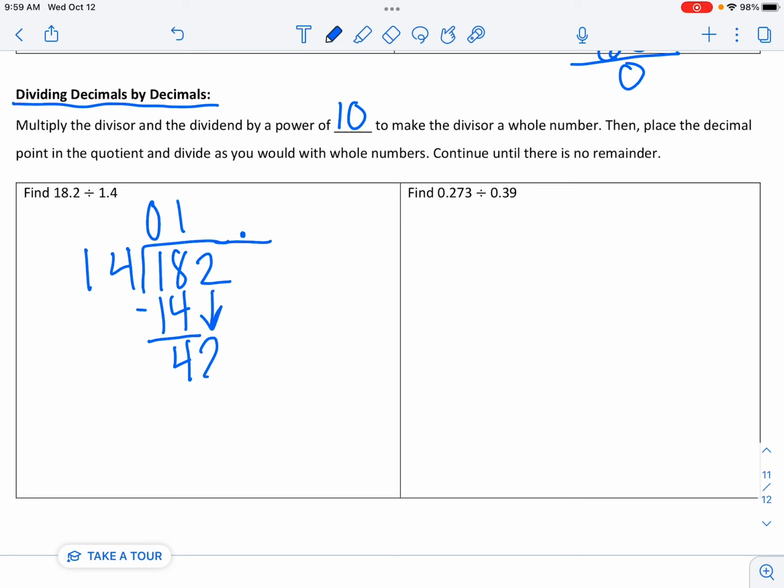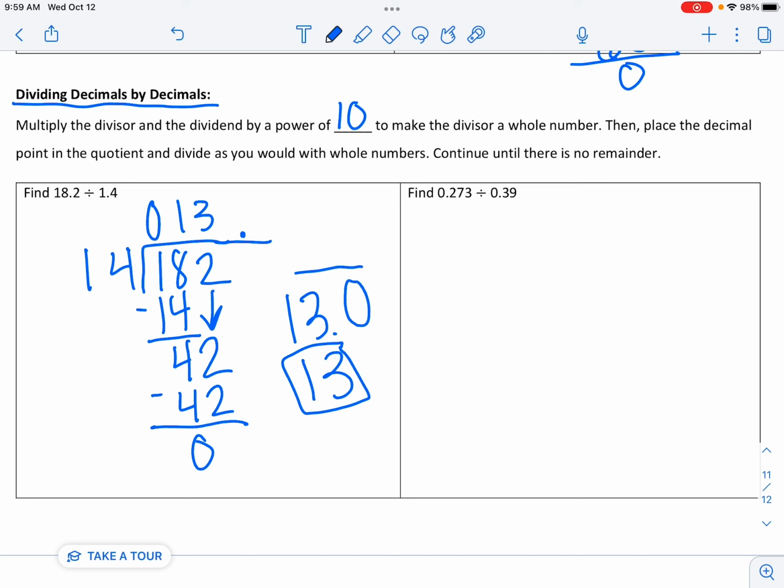Bring down your 2. 14 goes into 42. I know 14 times 2 is 28, so 14 times 3 is 42. And it goes in there perfectly, so we get a 0. So in this case, our answer is just 13. You can put 13.0 or 13, either of these will work, but we do not need this 0 at the beginning.